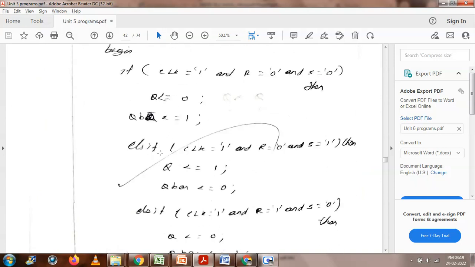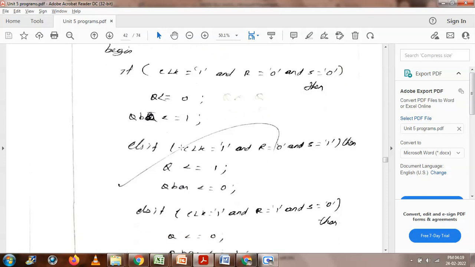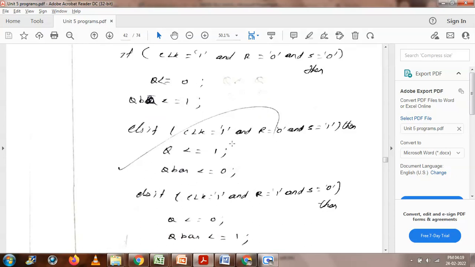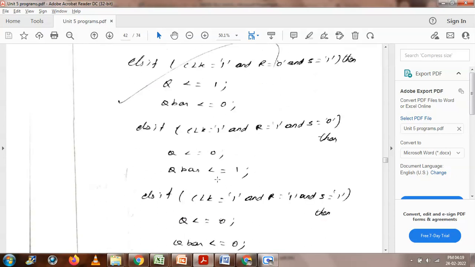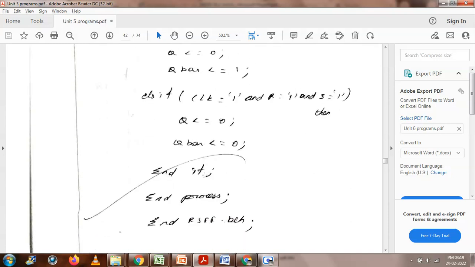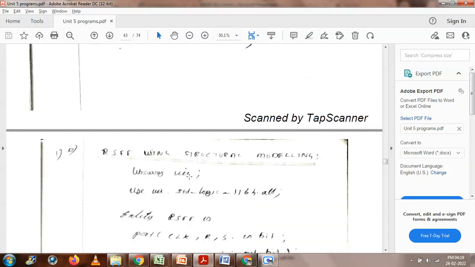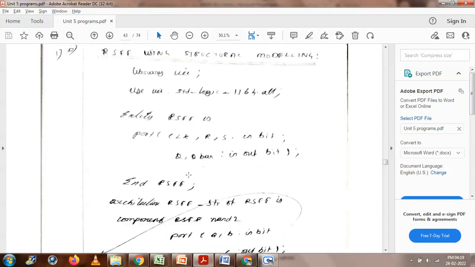So this is clock and R0 S0. Then you will get the Q value 0, Q bar value 1. Similarly, else if, what about 0 1 and 1 0? What are the Q and Q bar values? And for 1 1, what are the Q and Q bar values? So this is the basic program for the RS flip flop.